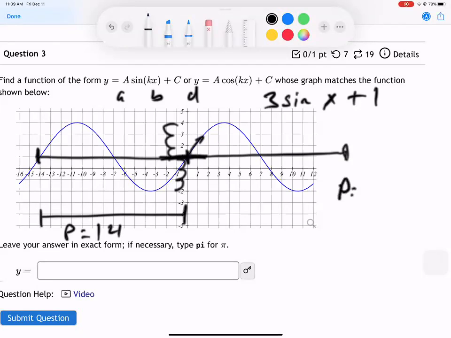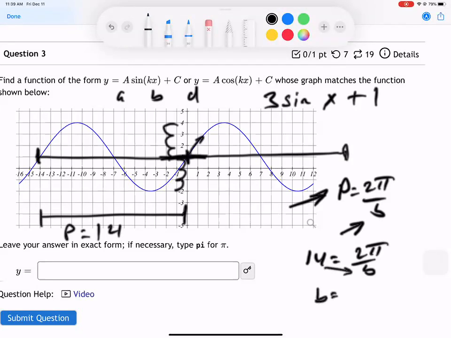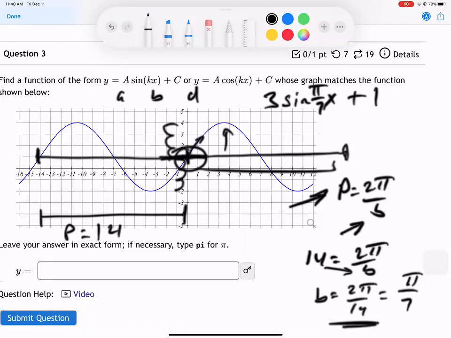We have a formula. P is equal to 2 pi over B. We're looking for B, but we have P. 14 is equal to 2 pi over B. This is legit Algebra 1. We want to swap the B value. B is equal to 2 pi over 14. And that reduces to pi over 7. Our B value is pi over 7x. That's what you have to write to get this right. Amplitude again is positive 3, going up 3. Are we starting at positive 1? And it takes us 14 to finish, which means our B value has to be pi over 7.